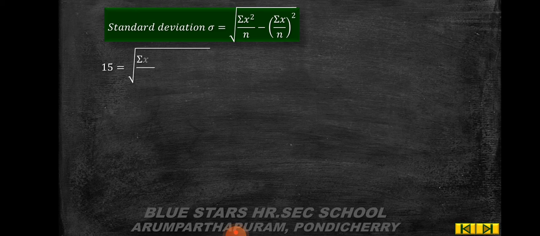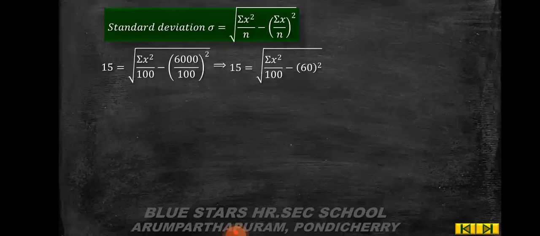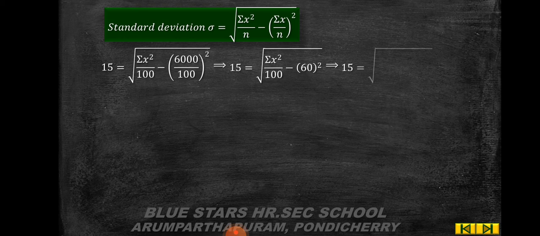Next, standard deviation formula you know. So substitute the values. Sigma is 15 is equal to root of summation x square by 100 minus 6000 by 100 the whole square, which implies 15 is equal to root of summation x square by 100 minus 60 the whole square, which implies 15 is equal to root of summation x square by 100 minus 3600. So squaring on both sides, square and square root get cancelled.